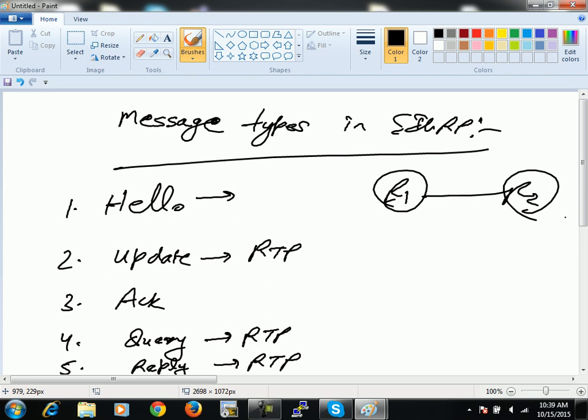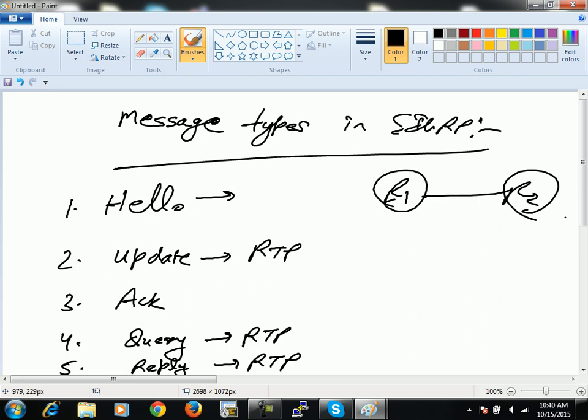Acknowledgement, you know very well what it means. Actually, this acknowledgement is a kind of hello packet in EIGRP. Inside the hello packet, there is a field for acknowledgement. So it is not a separate packet actually. EIGRP is using the hello packet itself for an acknowledgement.